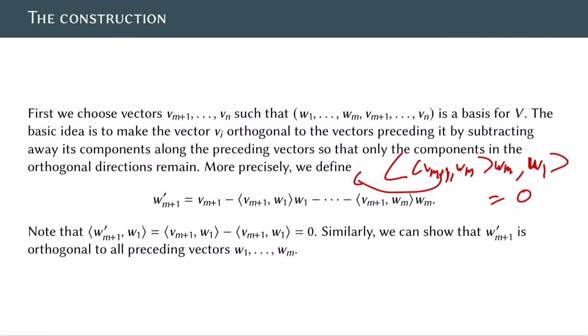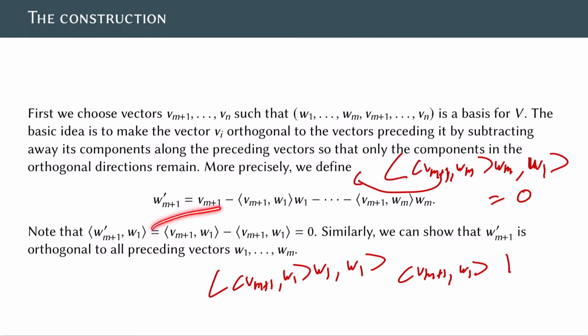The only term that will survive is the very first term, which is the inner product of Vm plus 1 and W1 times the inner product of W1 and W1, which will be just the inner product of Vm plus 1 and W1, because W1 inner product W1 is just 1. So that's why we have this left, the inner product of Vm plus 1 and W1 minus the inner product of Vm plus 1 and W1, which is just 0. There was nothing very special about W1. We could have repeated the same argument for W2, W3, up to Wm, and this shows that W prime of m plus 1 is orthogonal to all the preceding vectors W1 to Wm.